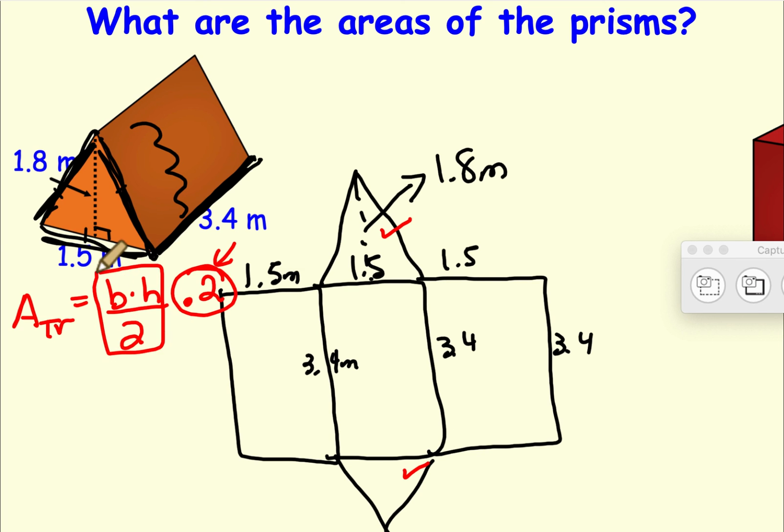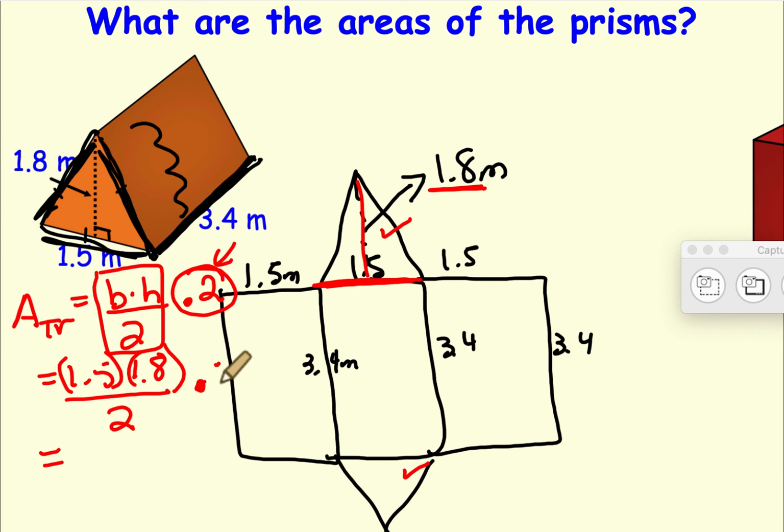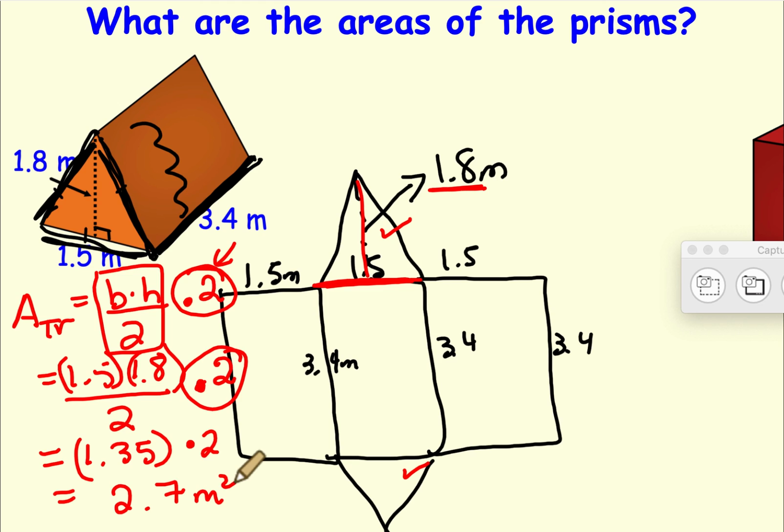This is coming from my formula. Okay, so my base is 1.5. My height is 1 8/10. Divide by 2. So that's my first step, find the area. And then remember I'm going to double it because I have not 1 triangle but 2, which gives me 2 7/10 meters squared.